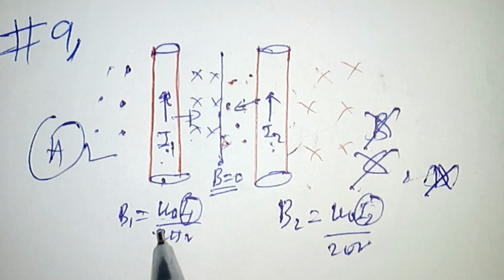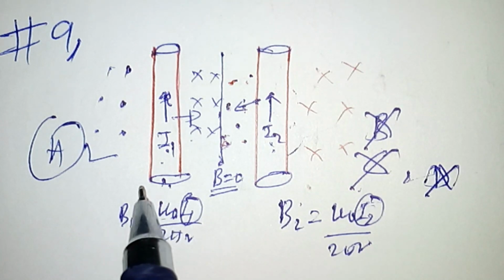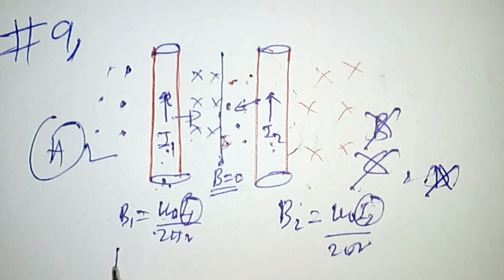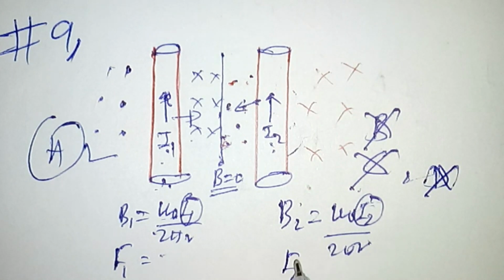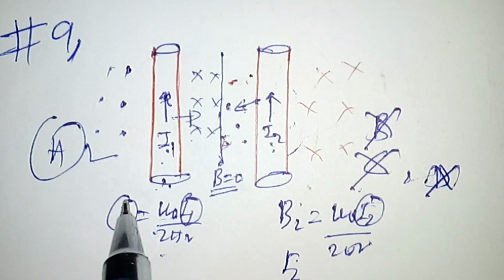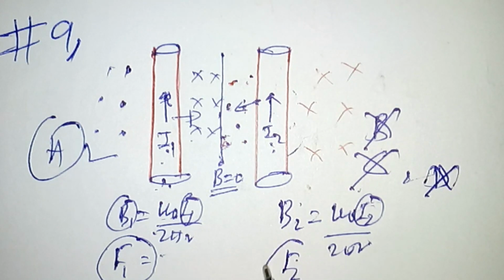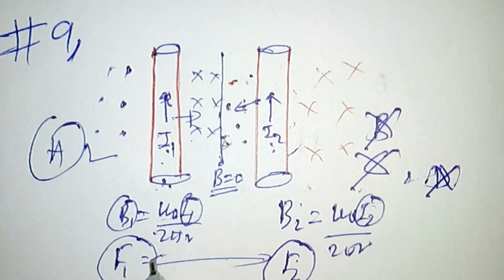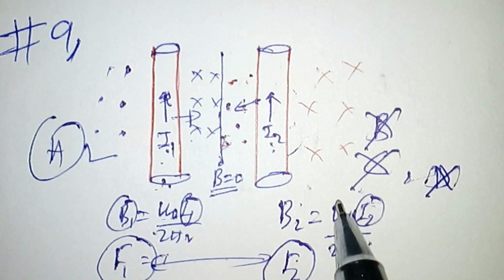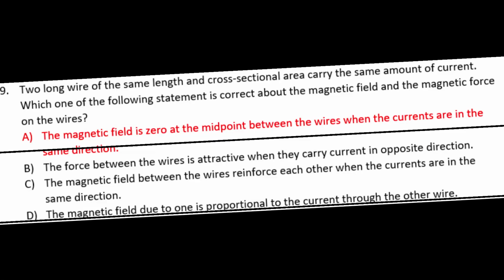But the magnetic force on wire 1 is due to the magnetic field of wire 2, and the magnetic force on wire 2 is due to the magnetic field of wire 1. Forces on one wire depend on the magnetic field of the other wire, but the forces do not depend on the magnetic field itself. So the correct answer is alternative A.